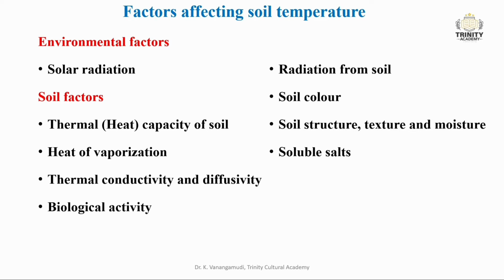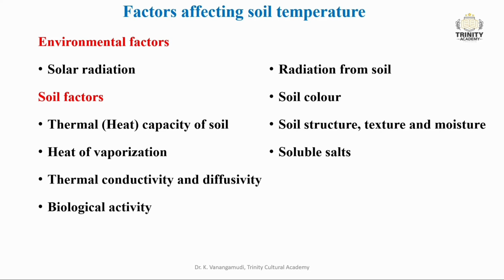Then heat of vaporization: energy of 550 kilocalories per kilogram of soil is needed for water evaporation from soil. The thermal conductivity and diffusivity refers to heat movement in soil through conduction. Thermal conductivity of soil forming material is 0.005 units while air is 0.00005 units and water is 0.001 units. Biological activity, namely respiration by microbes, animals and plant roots, also evolves heat.